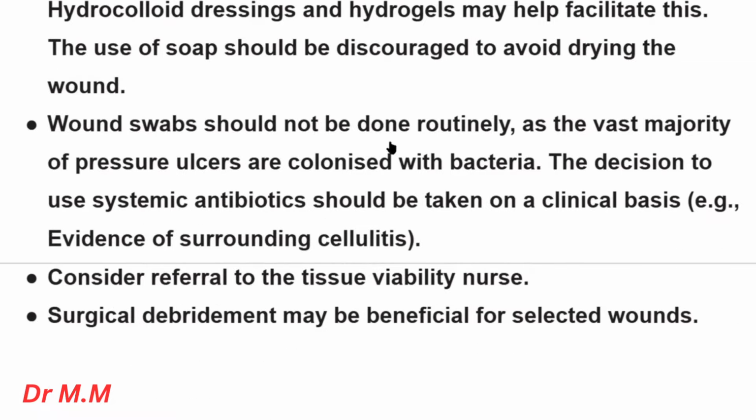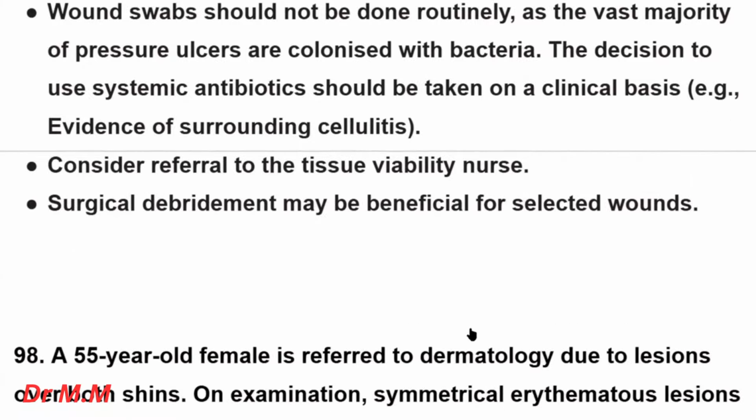Wound swabs should not be done routinely, as the vast majority of pressure ulcers are colonized with bacteria. The decision to use systemic antibiotics should be taken on a clinical basis, for example, evidence of surrounding cellulitis. Consider referral to the tissue viability nurse, and surgical debridement may be beneficial for selected wounds.